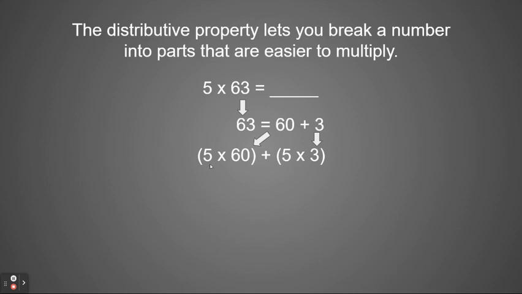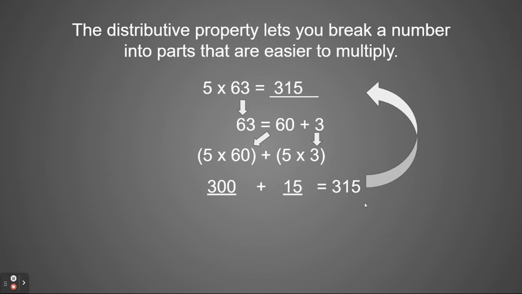5 times 60, I know 5 times 6 is 30, so 5 times 60 is 300. And 5 times 3 is 15. When I add them together, 300 plus 15 equals 315. So my final answer would be 315. So that's an example of how you can use the distributive property to break a number into easier to multiply parts, then distribute the other factor through both of those parts.